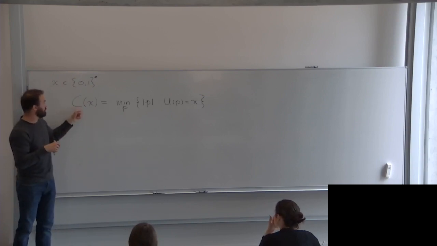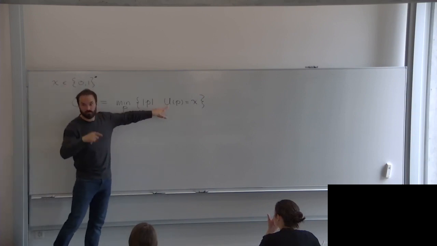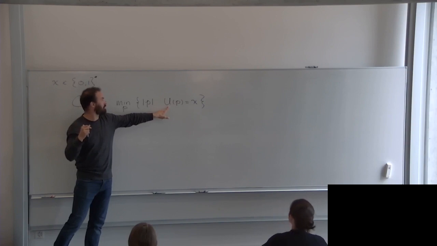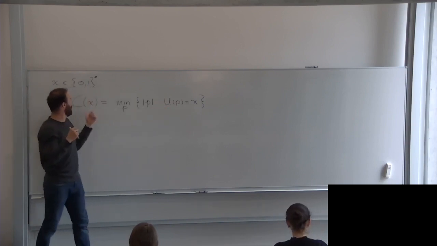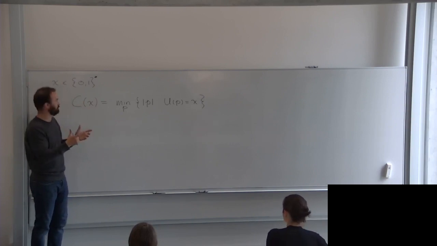So basically this measure here does depend on the universal computer, but if one had come up with a different additively optimal universal computer, it would have given the same measure up to a constant, because they can both simulate one another with a constant overhead.